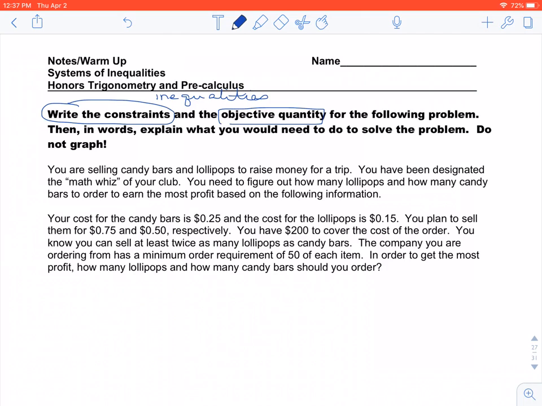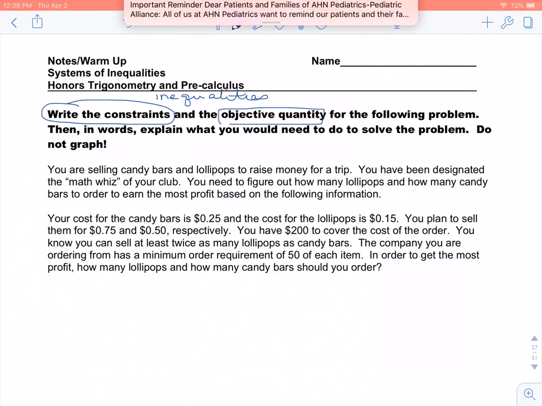You have $200 to cover the cost of the order. So we have cost, 25 cents and 15 cents, and then the $200 you have to cover that cost. You know you can sell at least twice as many lollipops as candy bars. The company you're ordering them from has a minimum order requirement of 50 of each item. In order to get the most profit, how many lollipops and candy bars should you order?